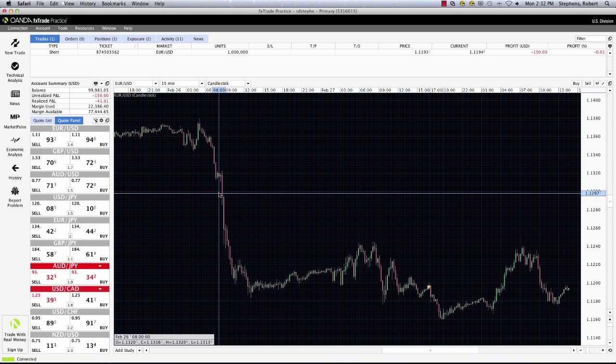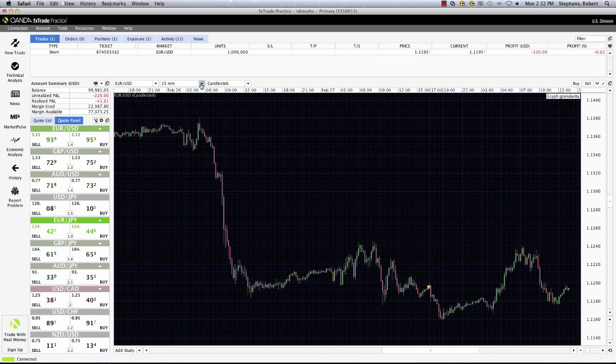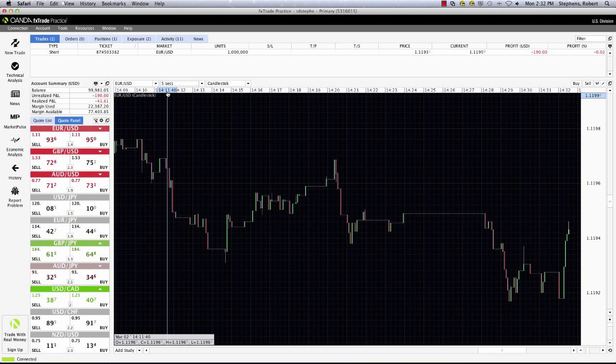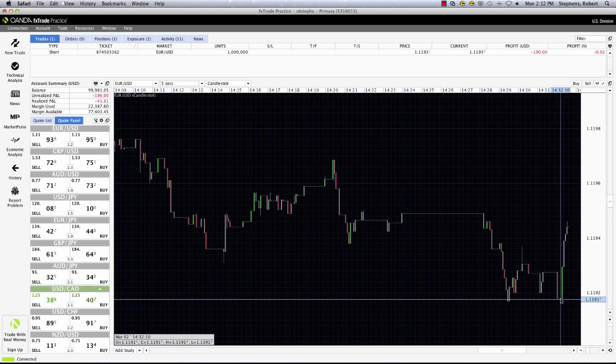You can see how quickly these movements can occur. To illustrate that, I'm in a 15-minute graph window here. I'm going to take it down to a 5-second graph window. This shows you what's happening second to second, so it's always updating.